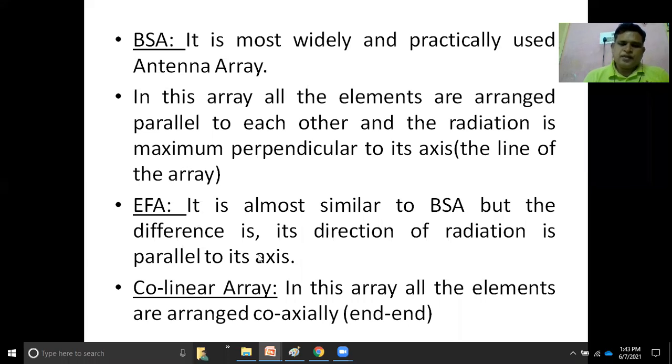If the elements are arranged coaxially, meaning at different angles, we have 360 degrees, and you can place them at different angles, then they are called a collinear array. This collinear array of antennas can also be seen in weather prediction centers, where they are measuring different atmospheric parameters. The broadside array and end-fire array are used for communication purposes.